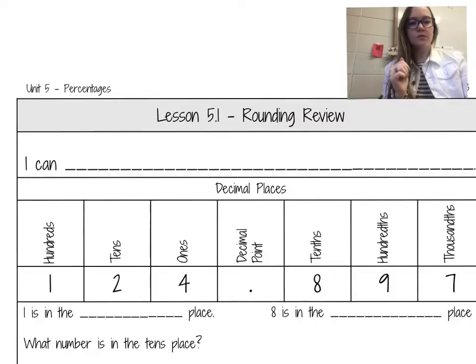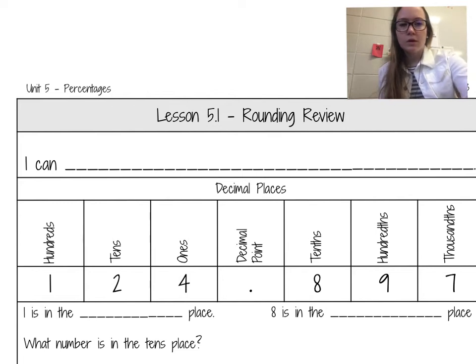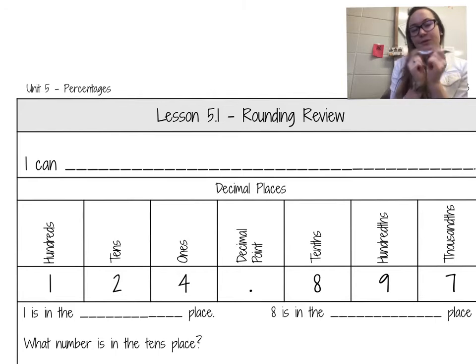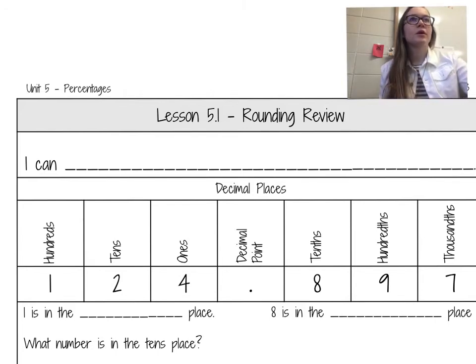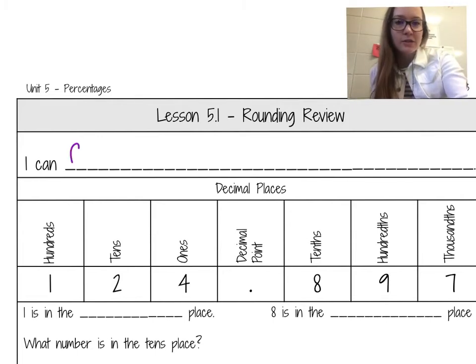Okay, before we get too into it, yours at the top might say 5.0. I don't really know what happened there. But make sure that you're on the rounding page. And what I'm writing, you are writing, copying down the notes, pausing the video as you need to. Trying a new pen that's hopefully less loud on the videos. So, wish us luck. Okay, so our I can statement is just I can round decimals. That's it.